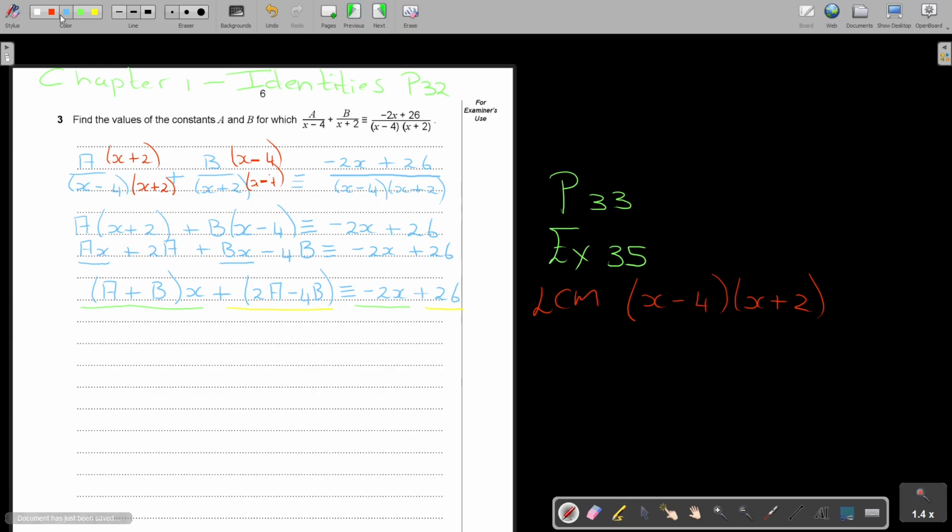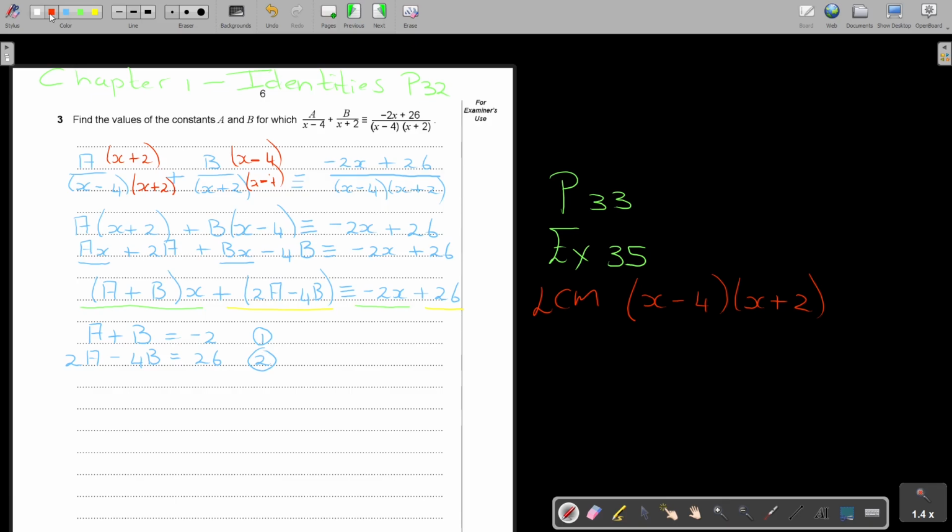So basically, I form my two equations. I'm going to say a plus b, and that's equal to negative 2. This is my first equation. And then I'm going to say 2a minus 4b, and that is equal to 26. That's my second equation.